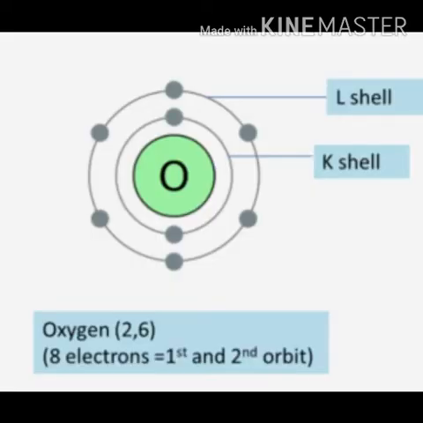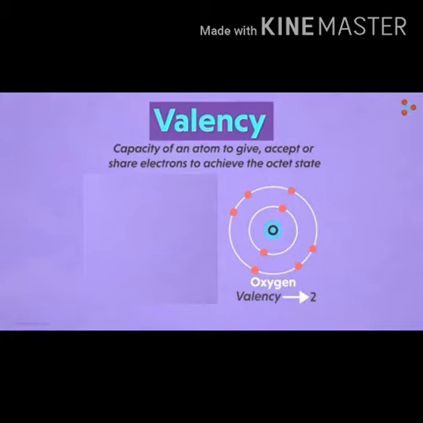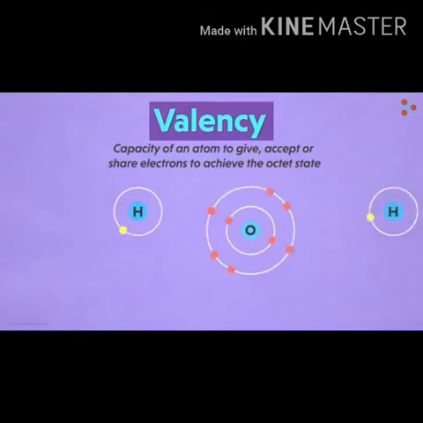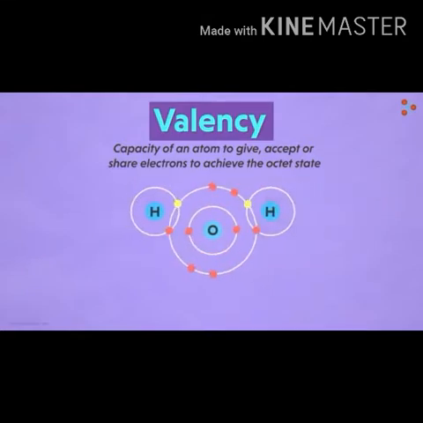Electronic configuration of oxygen is 2, 6. It means it needs 2 more electrons to complete its octet. This shows that its valency is 2. An atom forms chemical bonds by using electrons of the outermost shell. For example, in a water molecule, hydrogen forms one chemical bond with the oxygen atom and completes its duplet, whereas oxygen forms two chemical bonds with two different hydrogen atoms and completes its octet.